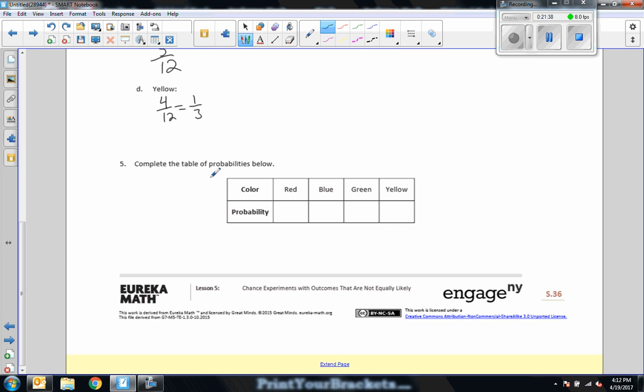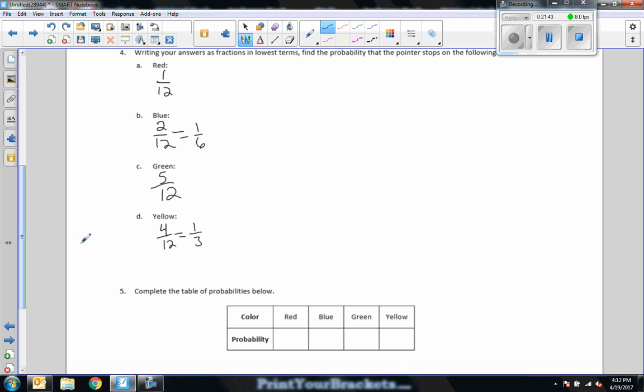Okay. Complete the table of probabilities below. All right. Now it's just asking us to put these answers we got up here down here. So red was 1/12. Blue was 1/6. Green was 5/12. Not 5/10, 5/12. And yellow was 1/3. But if I add up the 12ths before reducing, 1, 2, 3, 5 is 8, 4 is 12, I get 12 12ths, which equals 1.